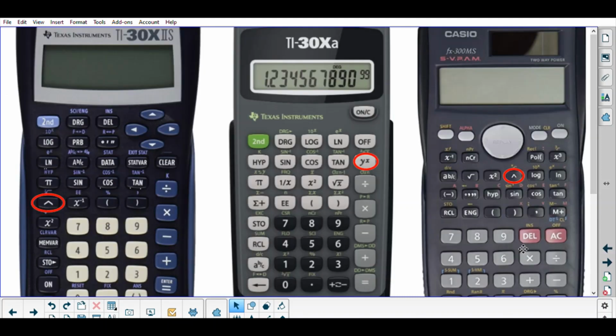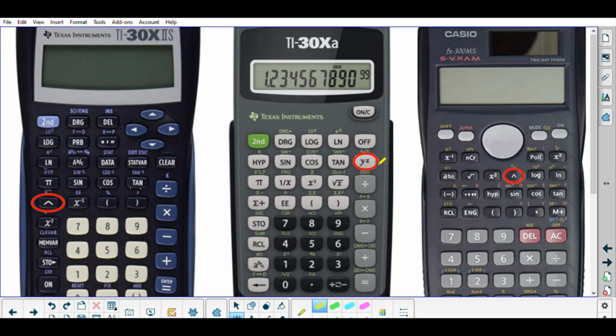Depending what kind of calculator you have will depend where your exponent key is located. If you look at the examples I've shown you here, I tried to choose 3 of the most common calculators that I've seen this school year. The Texas Instrument TI-30X2S, you're going to have the caret key. That will allow you to take a number to any power that you want. If you have the TI-30XA that I have shown here in the middle of this slide, then you're looking for the y to the x key.